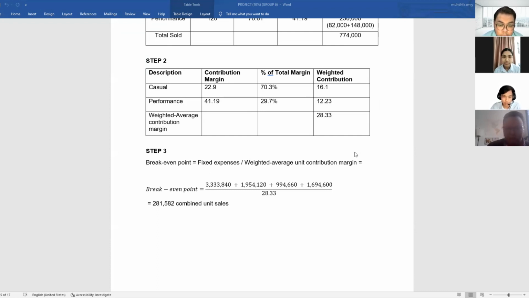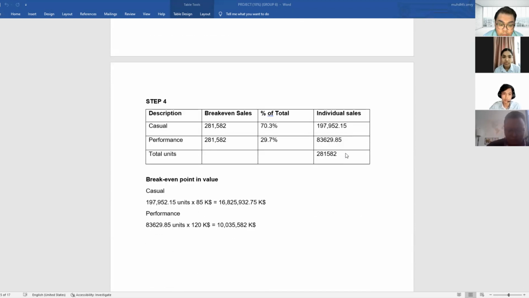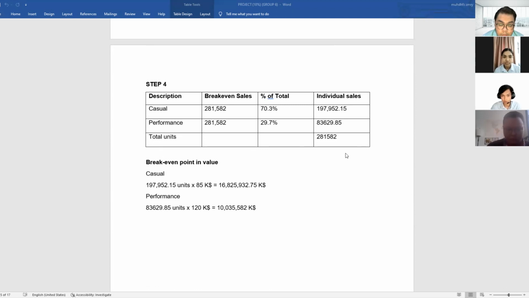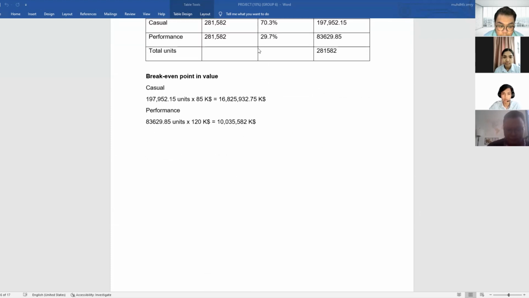So the answer that we get is 281,582 for the combined units, for the combined product. And the fourth step is to calculate the individual sales, which is for casual. As we calculate, we will get 197,952. For the performance, we get 83,629.85. And for the break-even point in value, for the casual, we got 16,825,932. And for the performance, we got 10,035,582. Next, I will pass to the team members.